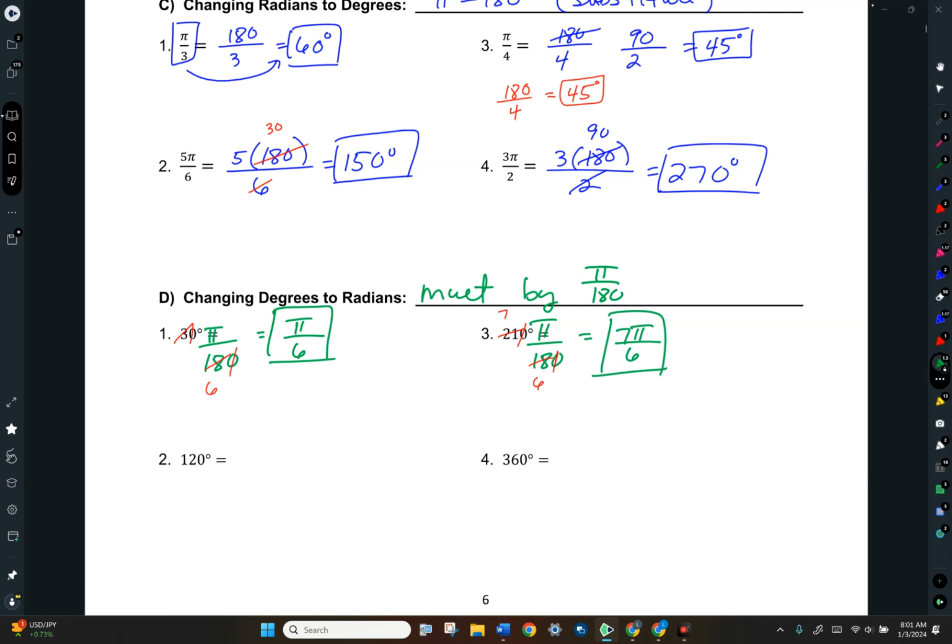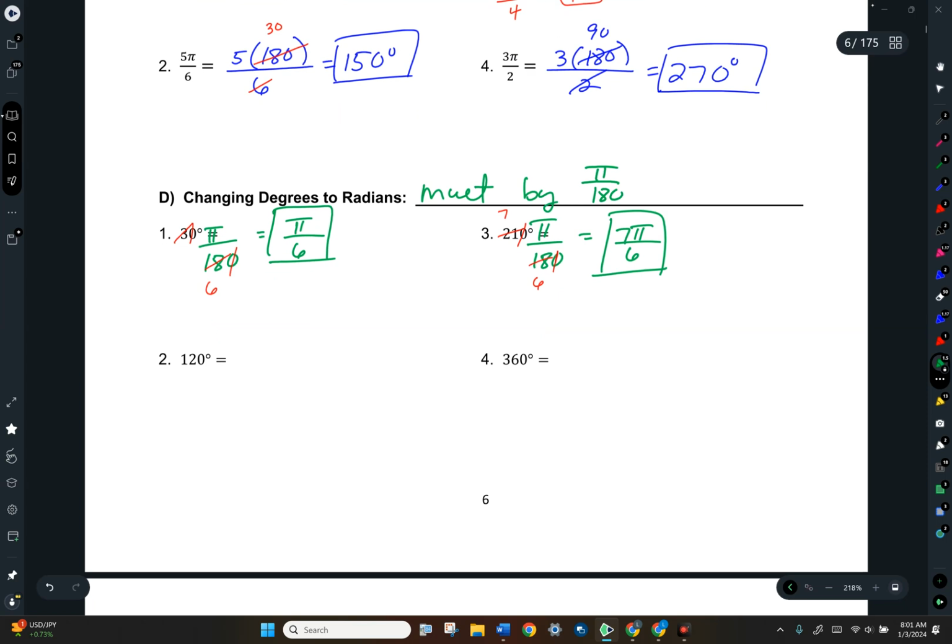All the time. All right, so what about 120? Well, if I want to change it to radians, I'm going to multiply by pi over 180. Okay, the zeros cancel. In this case, I could go 3, but what about 6? Doesn't 6 go into both 12 and 18? So 6 goes into 12 2 times. 6 goes into 18 3 times. So this is going to simplify to be 2 pi over 3.